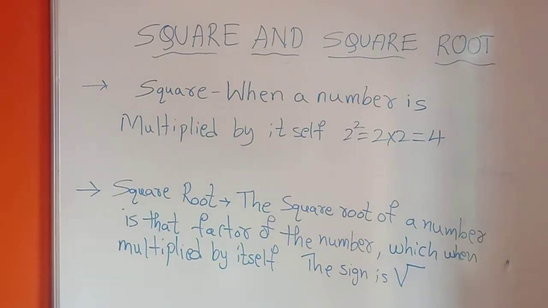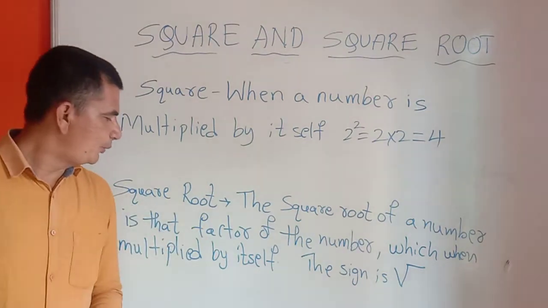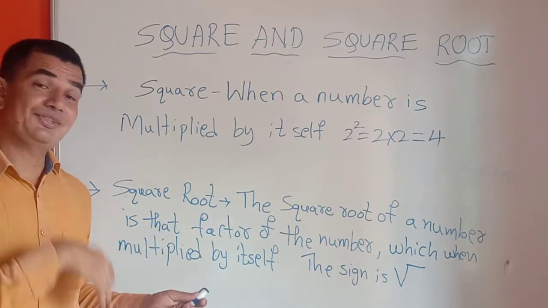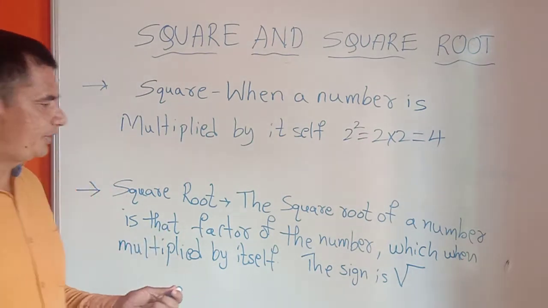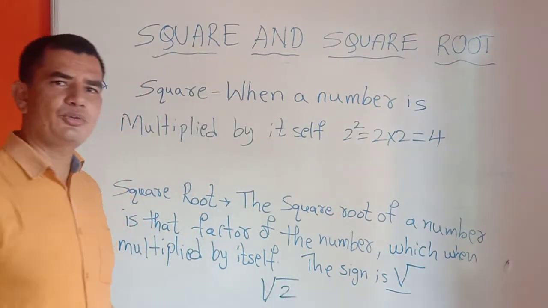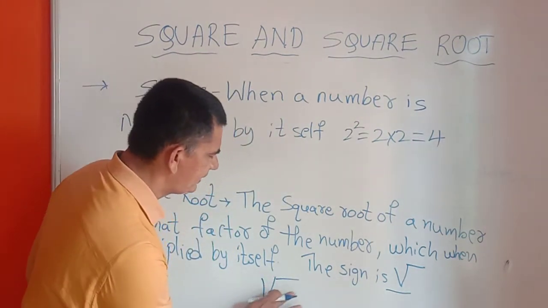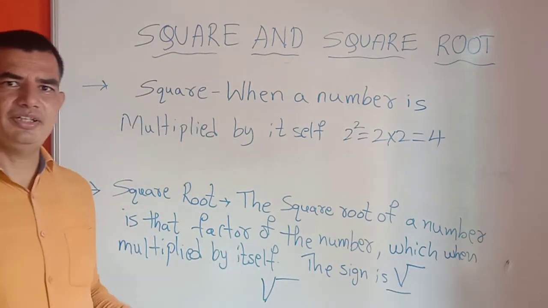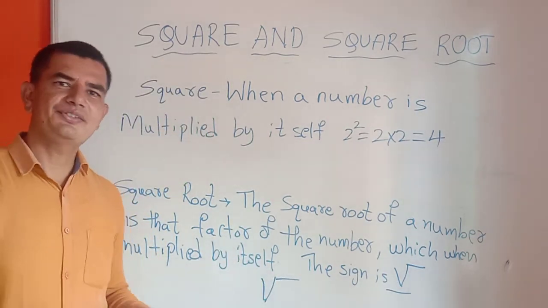The square root of a number is that factor of a number which, when multiplied by itself, gives the number. The sign is the square root. This is the sign we are using for square root. This is not a different thing, this is the root sign. This is the square root sign. This sign we are using.